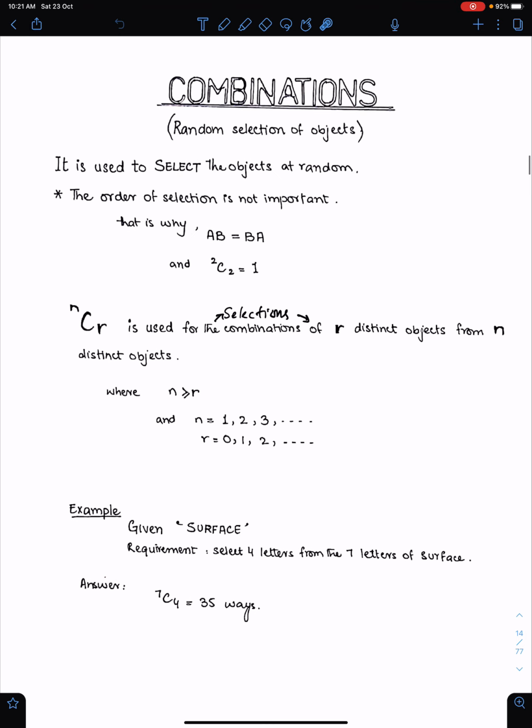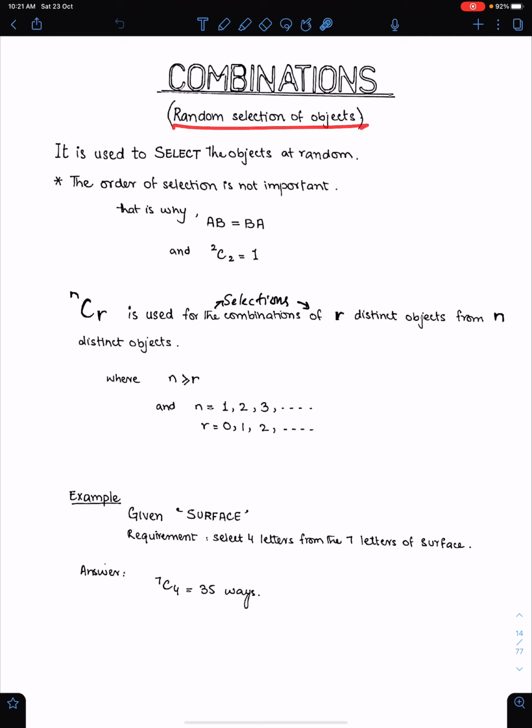Combinations. Combinations means random selections of objects. It is used to select the objects at random, and in combination, order is not important. That is why AB is equal to BA in combination, and that is why 2C2 is 1. So we use nCr to select r distinct objects from n distinct objects. Make sure you do not use nCr for identical objects for unique selections.